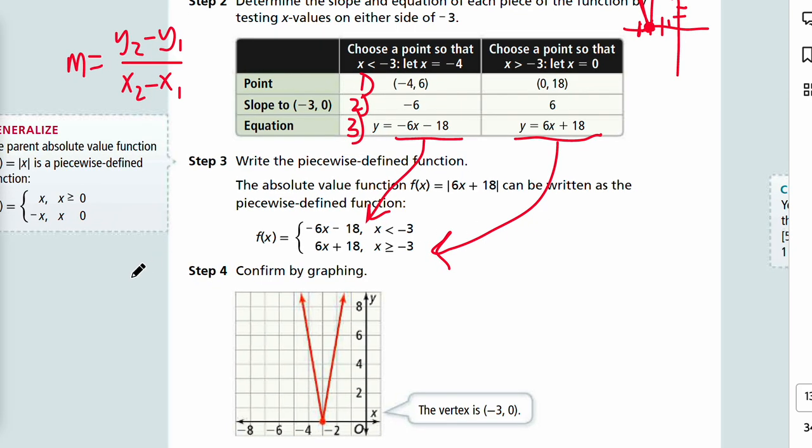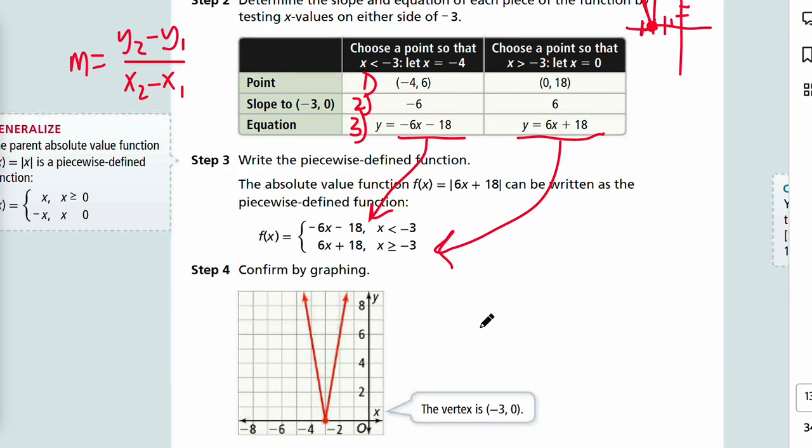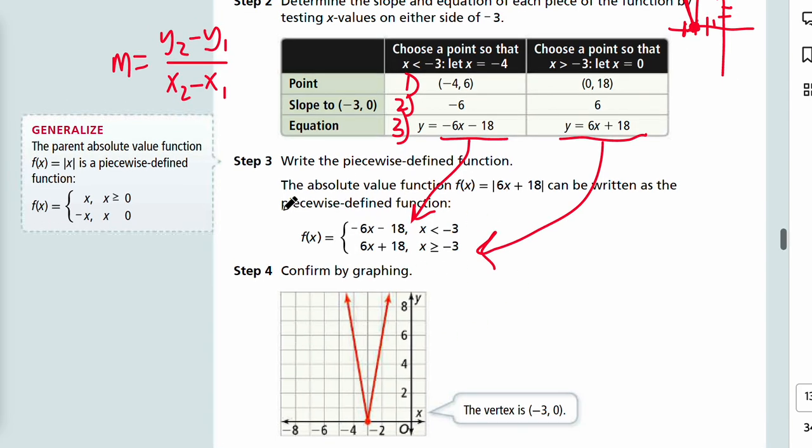So we can use technology and confirm that this is true by graphing. Okay? So here you'll see that the vertex is -3, 0. So any absolute value will also be able to be written as a piecewise defined function like these. The parent function of the absolute value is absolute value of x, and you can write this as x for x greater than or equal to 0 and negative x for x less than 0.